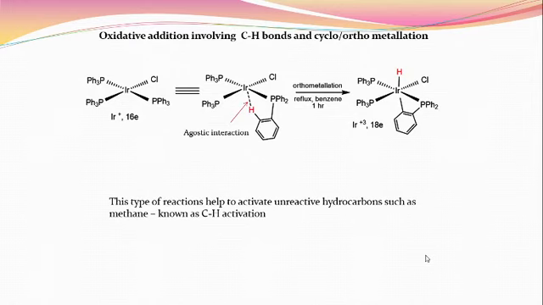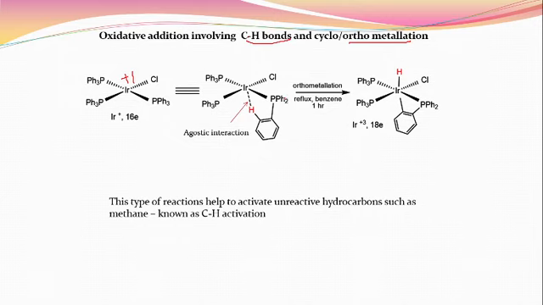Next we learn oxidative addition involving, this is also important, also asked in the NET SET examination, C-H bond activation and cyclometallation, also called orthometallation process. What is the orthometallation process? Let me see. Here this is our reactant which has iridium with a +1 oxidation state, and here this is PPh3, triphenylphosphorus unit.